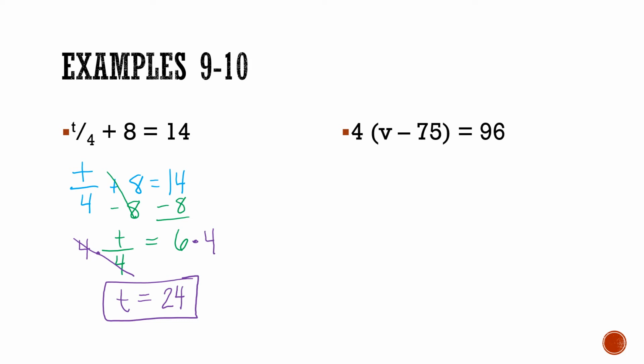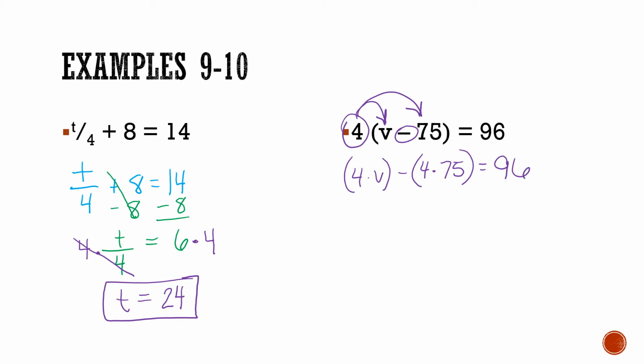In number 10, we're going to have to distribute our 4. So that is going to be 4 times v. I'm going to bring down my minus sign. And 4 times 75 equals 96. So 4 times v is 4v. And then 4 times 75, you can go out to the side and multiply. 4 times 5 is 20. 4 times 7 is 28. Plus 2 is 30. So we get 300 equals 96. So now we've set up our two-step equation by distributing that 4.